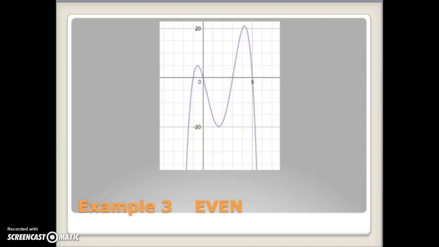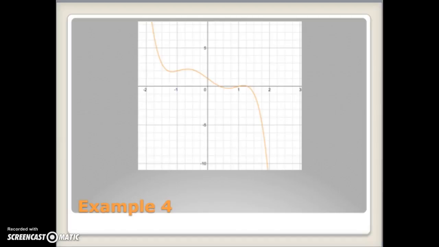All right, and our last example, example 4. Got a kind of a crazy looking function here. Again, we're just looking at the end behavior. It does not matter what's happening in the middle. So my one end of the graph is facing up, the other end of the graph is facing down.